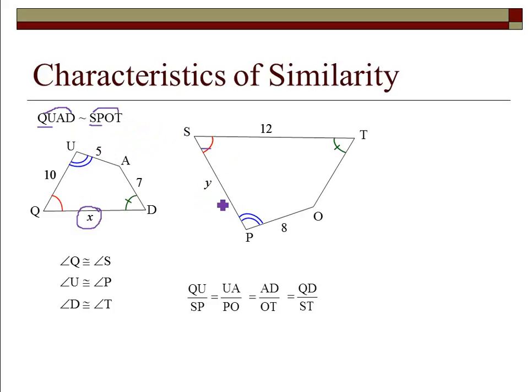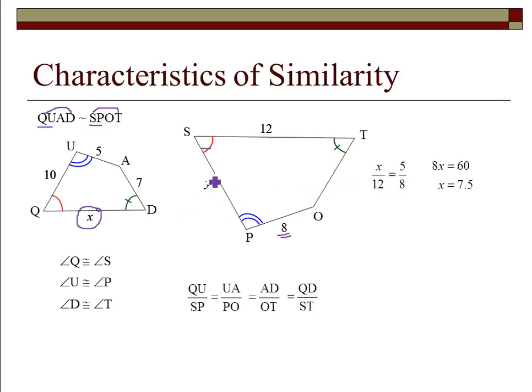I can't use the y because then I'd have two unknowns. So I'm looking at this 8, which is between P and O. P and O, I've got to match up with U and A. So x is to 12, QD is to ST, as UA is to PO, or 5 is to 8. Once you have this, we just cross multiply. We have 8x equals 60, and solving, x equals 7.5.